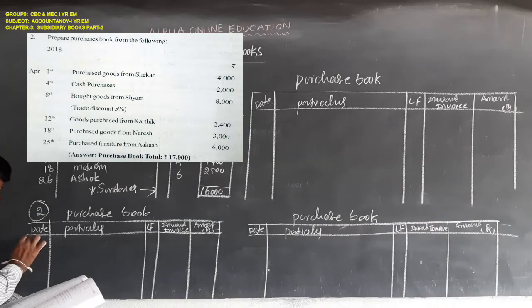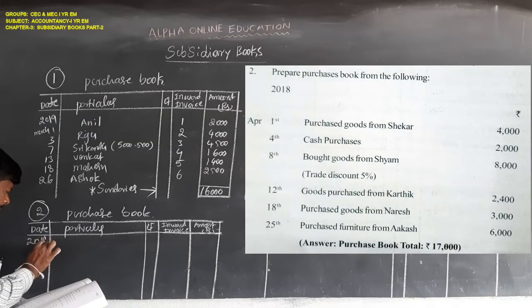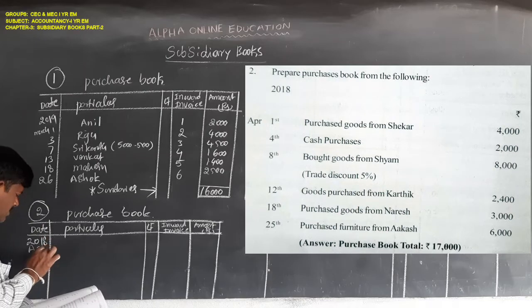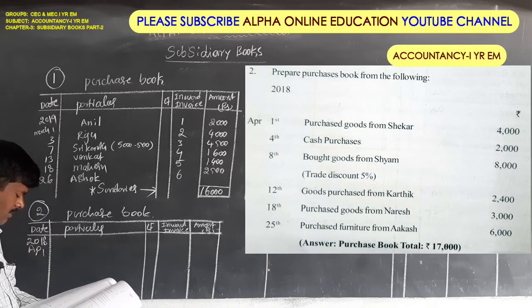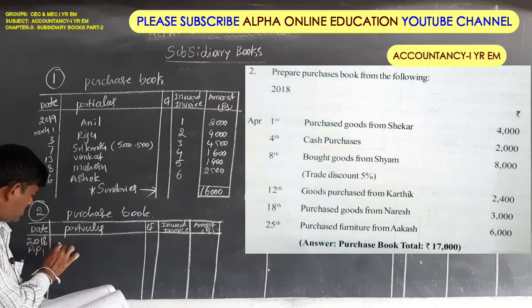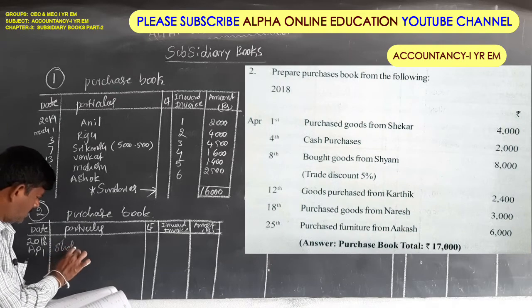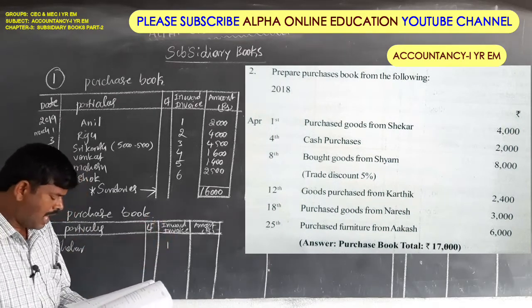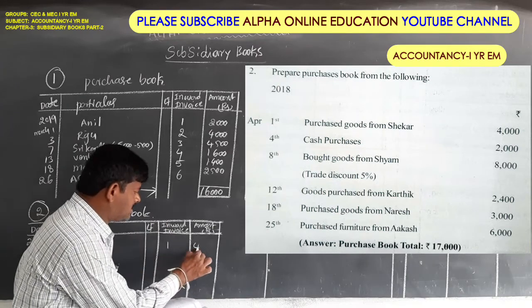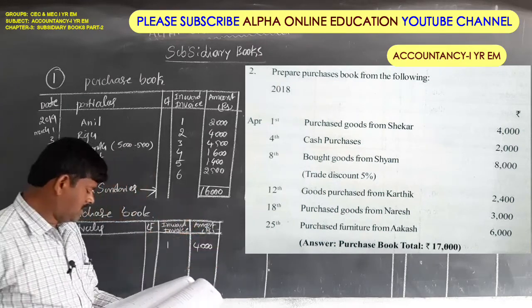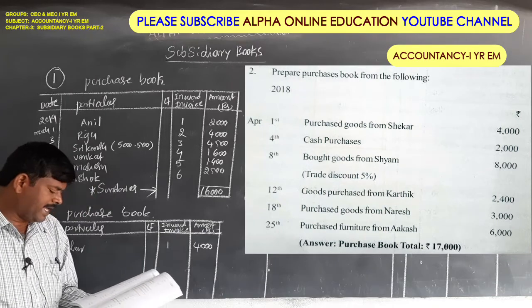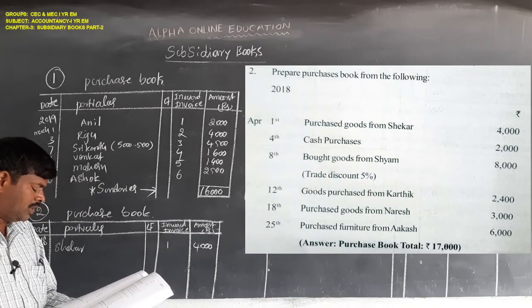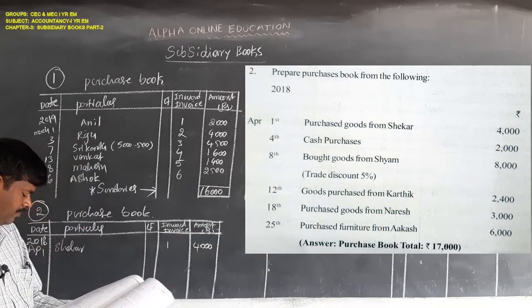So 2018 April 1st, purchase from Shekhar, invoice number 1, amount is 4000 rupees. Next, fourth date, cash purchases. It is not taken into the purchase book.